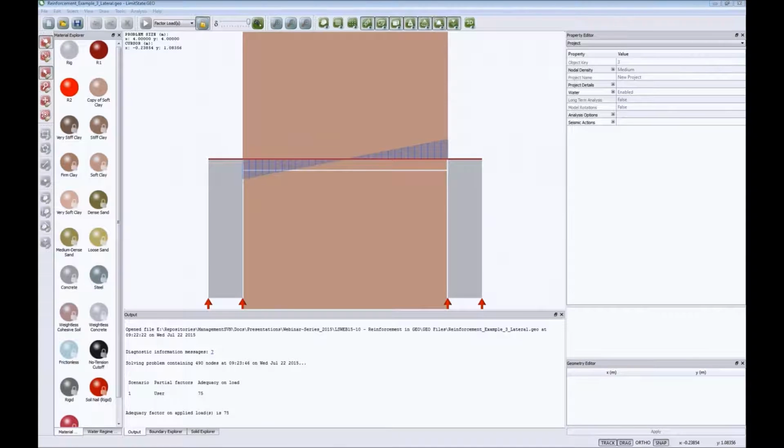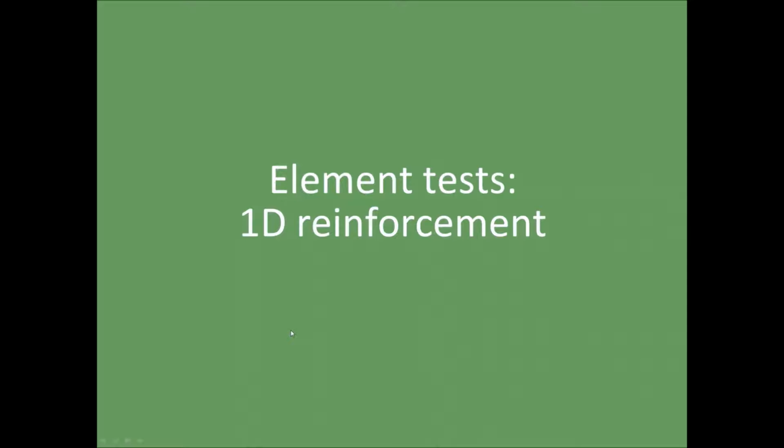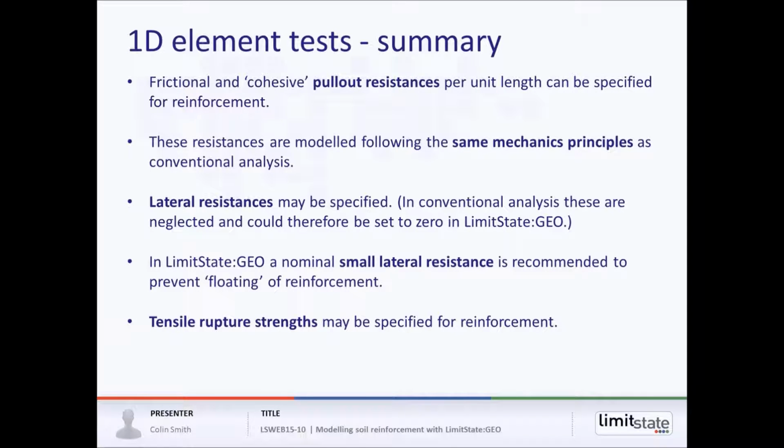Okay, so that's some background to the element tests. So that hopefully it clarifies how we use the software and specify numbers to look at pull-out and lateral capacity for one-dimensional reinforcement only. So in summary, we can assign frictional and cohesive pull-out resistances per unit length for reinforcement. We're following the same mechanics principles as conventional analysis, and we can specify lateral resistance. Normally, in conventional analysis, that's set to 0.